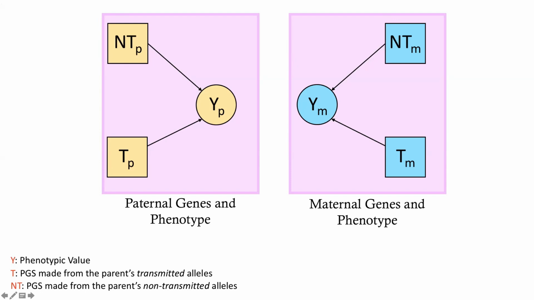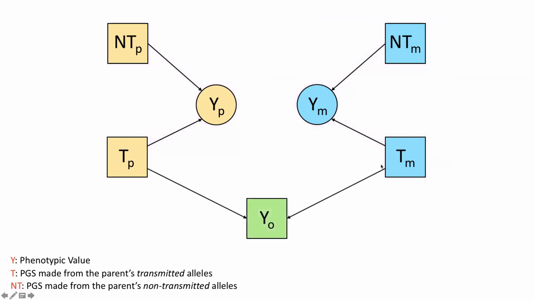And because these two transmitted PGSs are shared between the parents and offspring, that means that they have the same effect on the offspring phenotype that they do on the parents. So note the O for offspring here with this trait. Just as the Ts and NTs sum up to be each parent's full PGS, TP and TM sum up to be the offspring's full PGS.